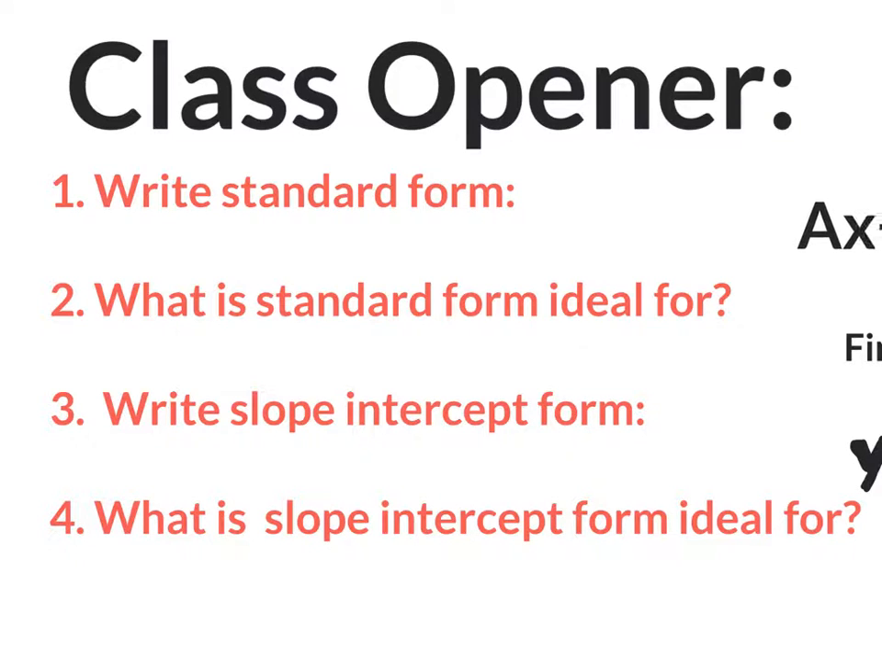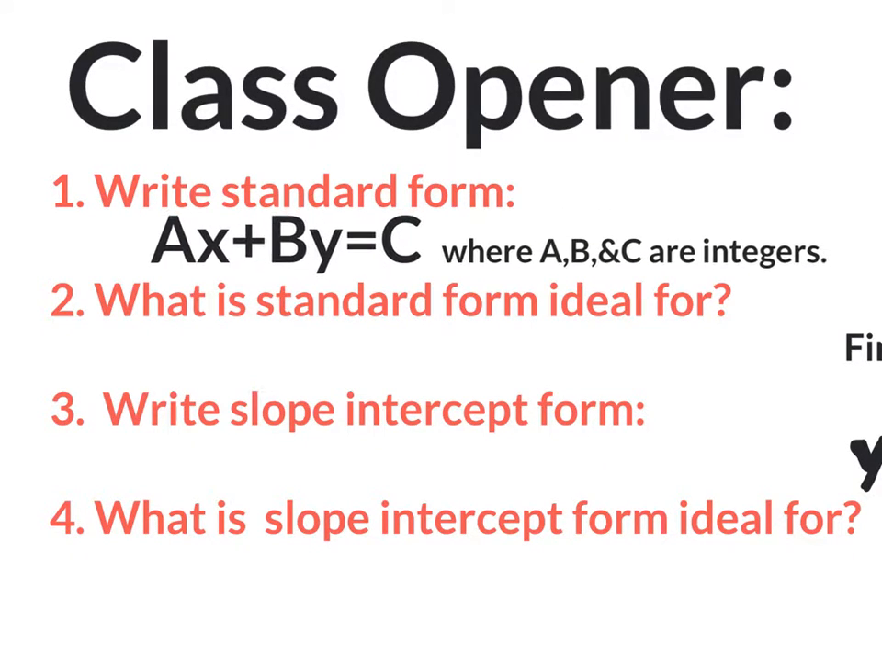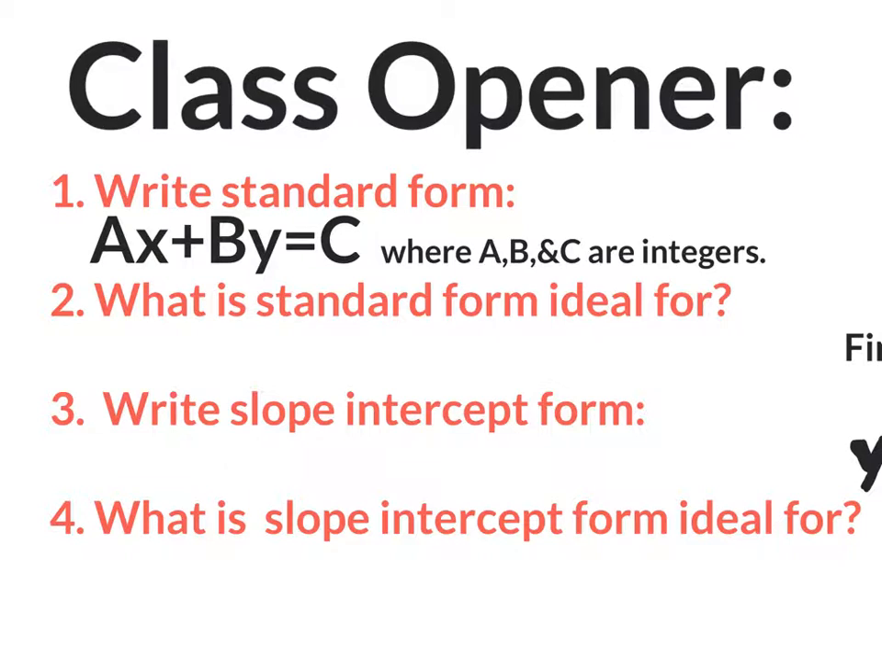y equals mx plus b is not it. Ax plus by equals c, where a, b, and c are integers. All right? That's all you have to remember about a, b, and c. They're just numbers, but you do not want decimals or fractions. If you forgot that, you need to write that down, right? That's why it's capital Ax plus capital By equals capital C, to help you remember that you do not want decimals or fractions.